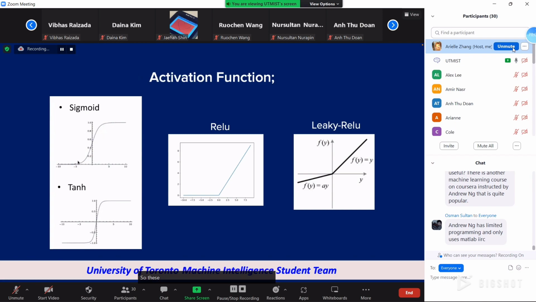So these are some common activation functions that exist on the market right now. There's sigmoid, tanh. Usually people use ReLU and sometimes leaky ReLU to handle incoming negative value inputs. Yeah. Does this kind of make sense to you guys? Okay, yes.